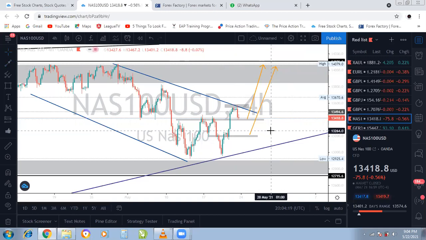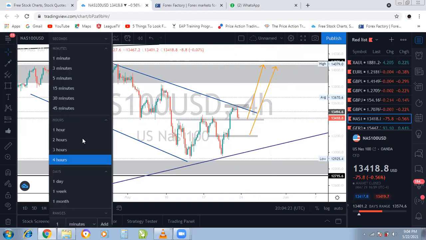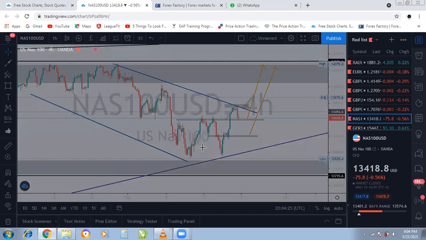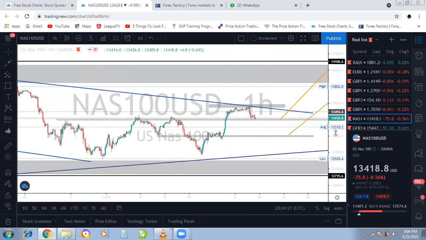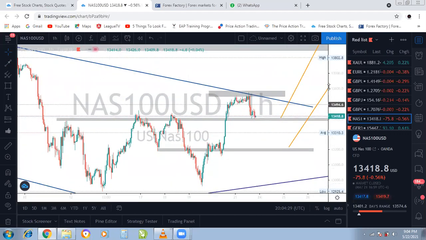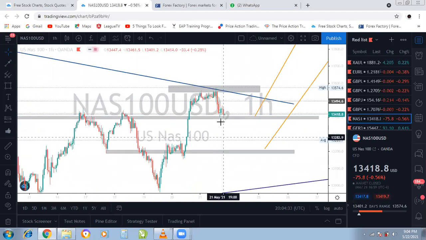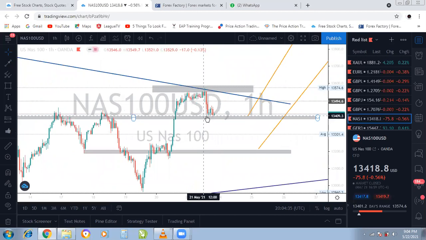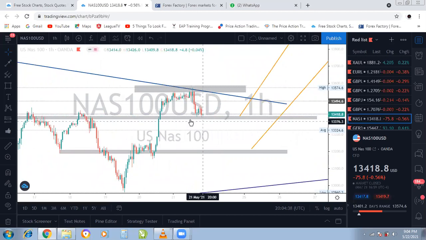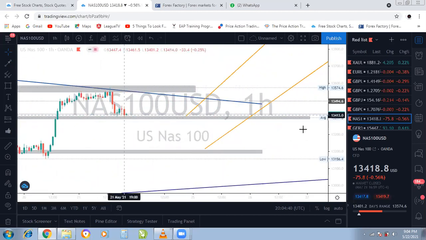I will spot this on my H4 time frame, then scale down to my H1 time frame. On my H1 time frame, that is where I'll now start to look out for an entry. For instance, if I was to take this trade now, this is one confirmation on my H1 time frame. What am I seeing here? I'm seeing like a double bottom.